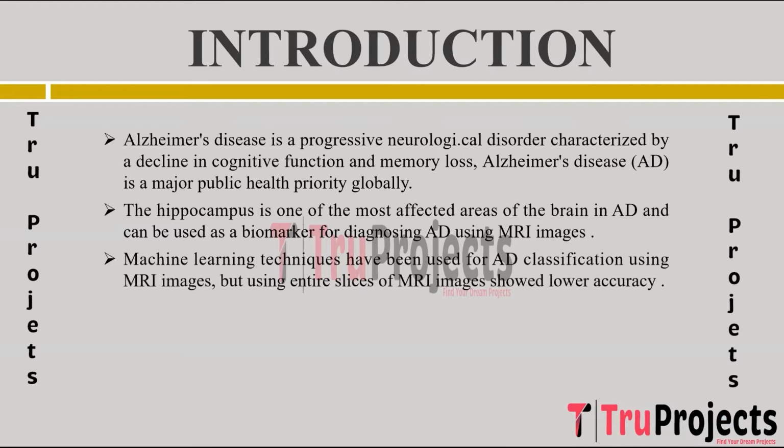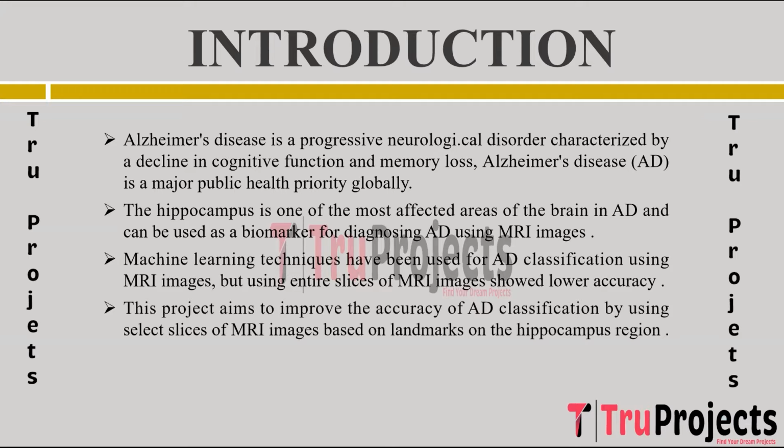Previous attempts at using machine learning to classify Alzheimer's disease from MRI images encountered challenges. Utilizing entire MRI image slices for classification resulted in lower accuracy. This was primarily due to the inclusion of irrelevant or non-discriminatory information within the image slices, making it challenging to accurately differentiate between healthy and affected brain regions.